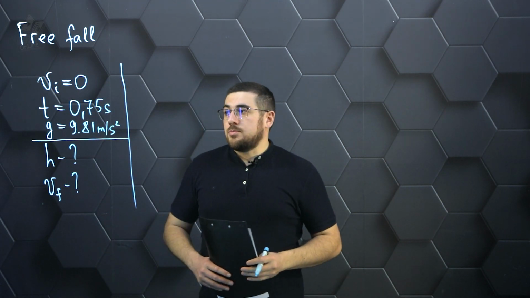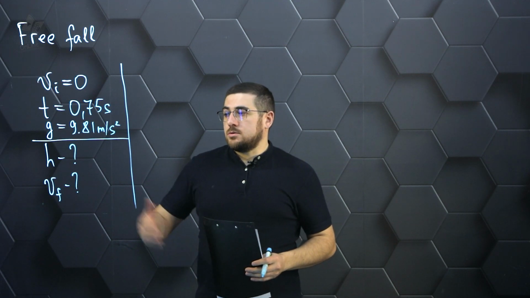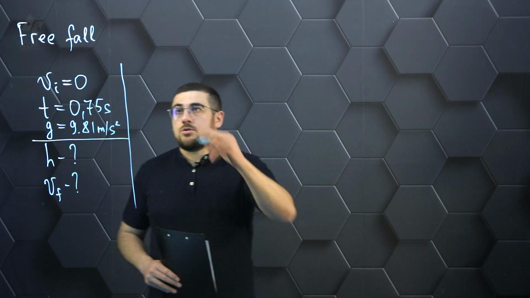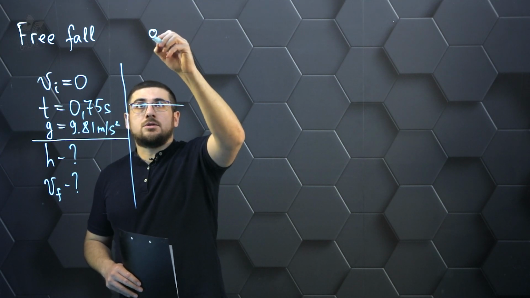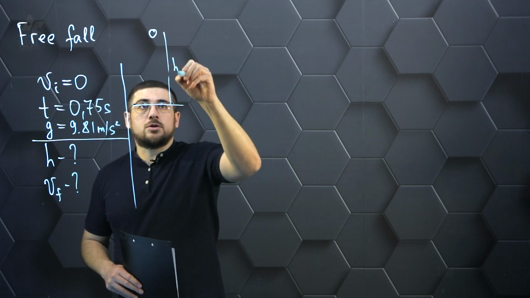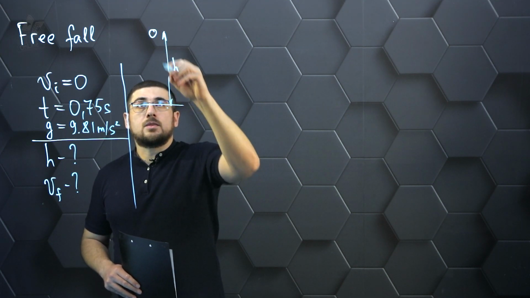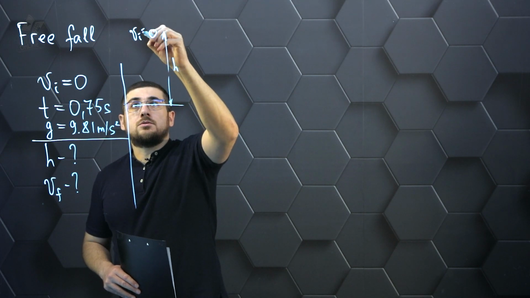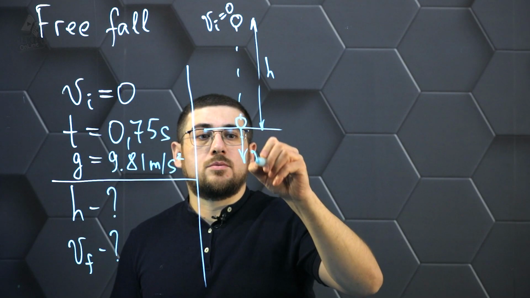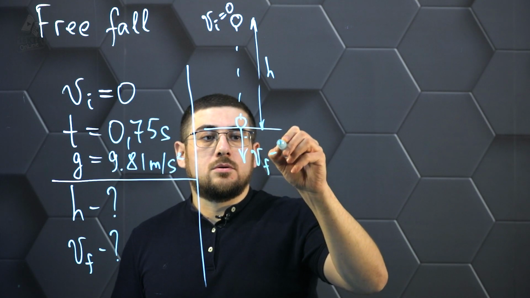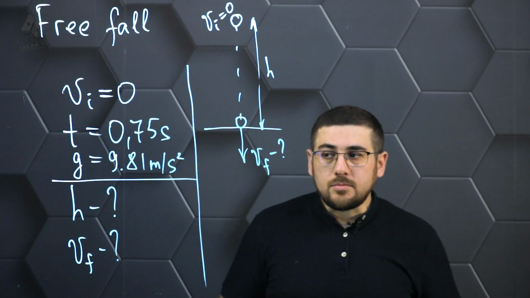Let's do some calculations. The first calculation is the velocity of the body. Let's start with it. That is, this body falls from a certain height h. Let's denote it this way. The initial velocity is 0, and the terminal velocity at the moment of fall. We have to find it.